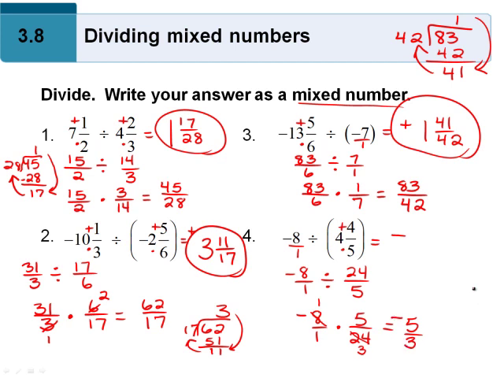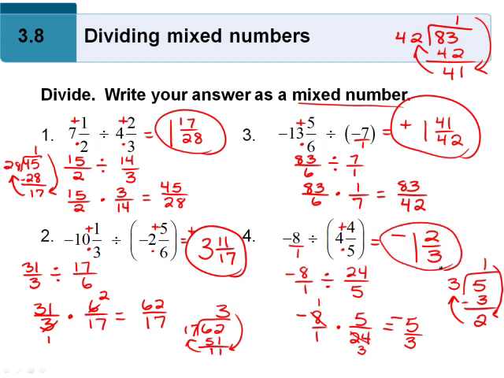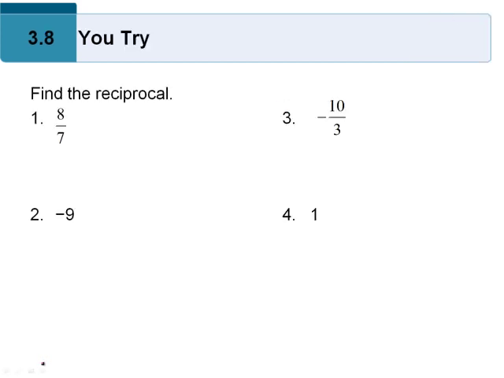But remember, we want to write it as a mixed number. So 5 divided by 3, 3 will go into 5 once. That's 3, and that leaves 2. So there's your mixed number, 1 and 2/3. And it's a negative. So negative 1 2/3. All right. I think we are to the Your Tries. So pause your video and try these problems.